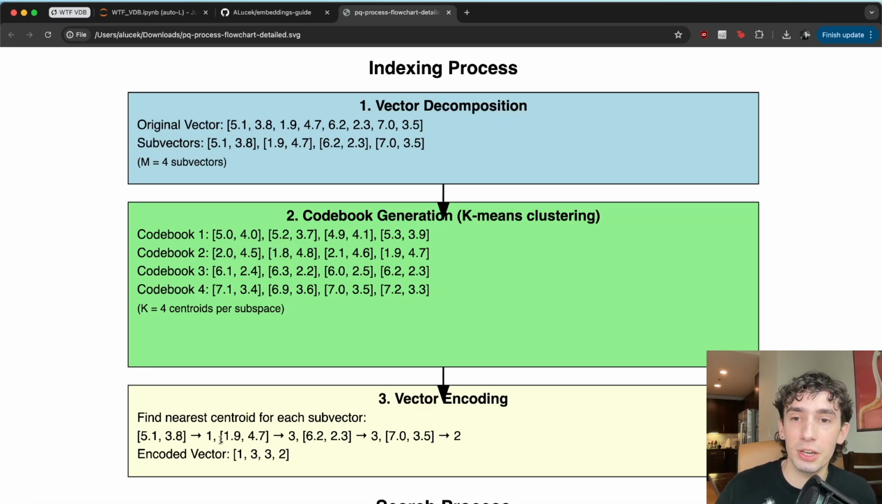But then the actual encoding process is finding the nearest centroid for each subvector. So with 5.1 and 3.8, in codebook 1, we see that the nearest centroid is going to be this 5.2 and 3.7 entry, which becomes 1. So we know that this is going to be codebook 1 because it's in the first index, and it is the first entry, which starting from 0 is going to be this one right here. Repeating the same process encodes our vector from all the way up here down into this 1, 3, 3, 2.